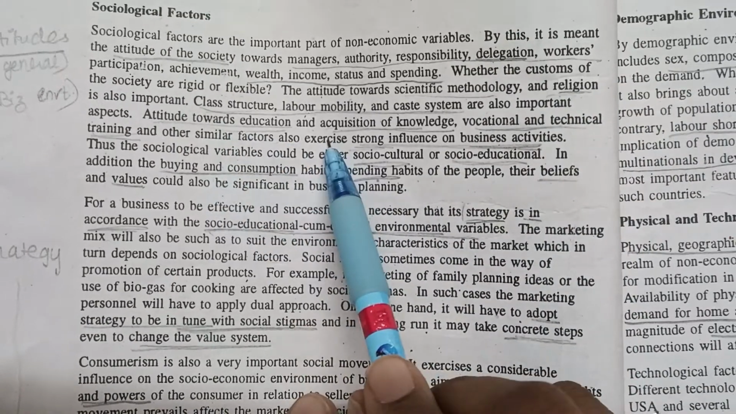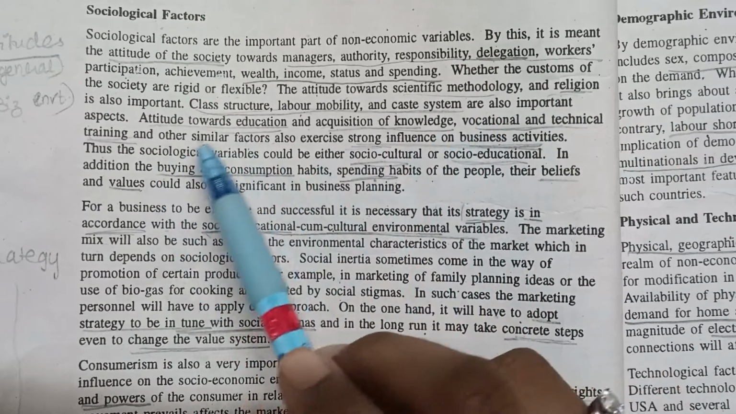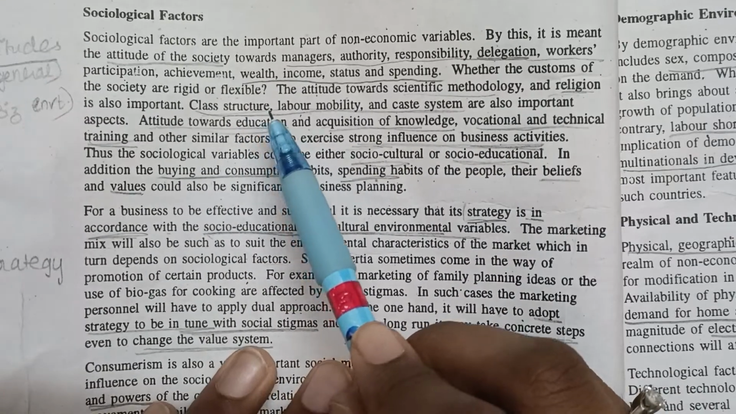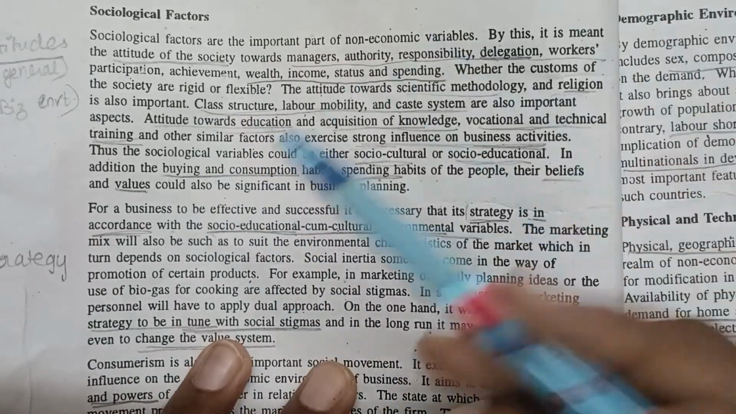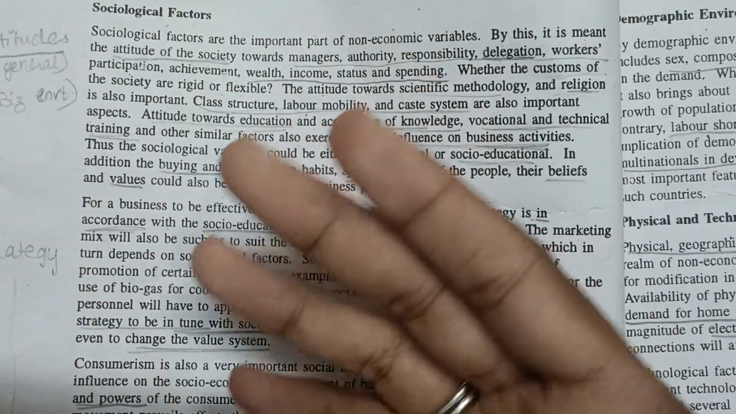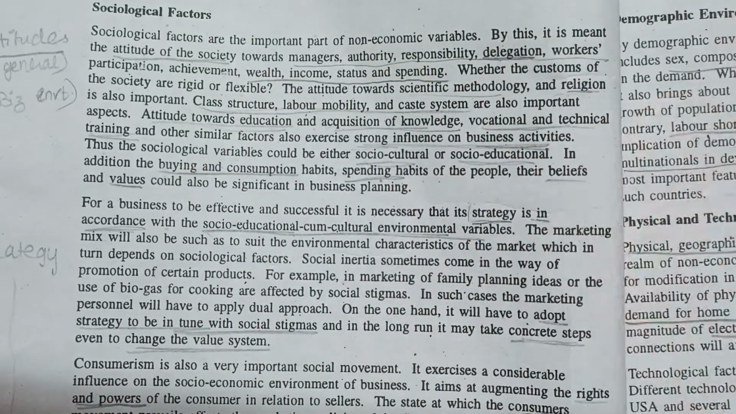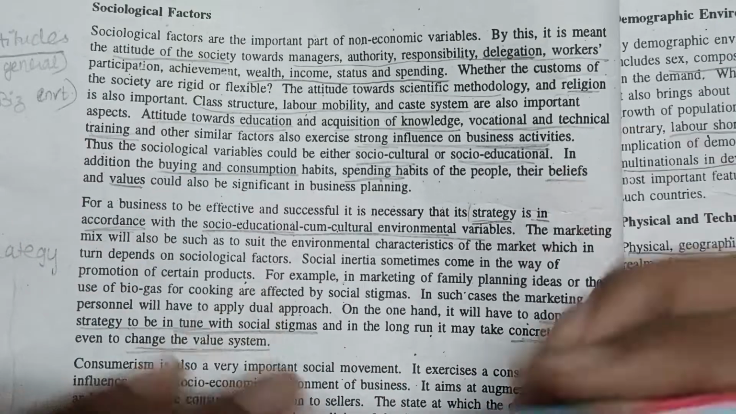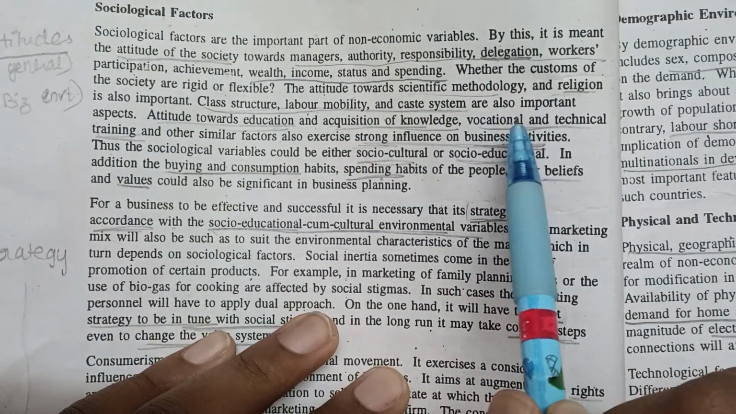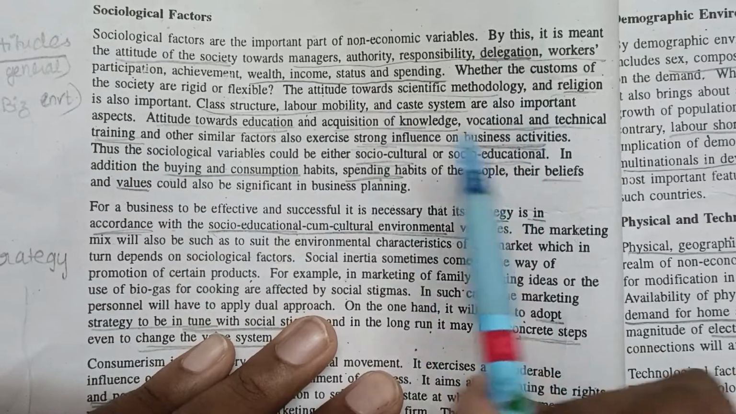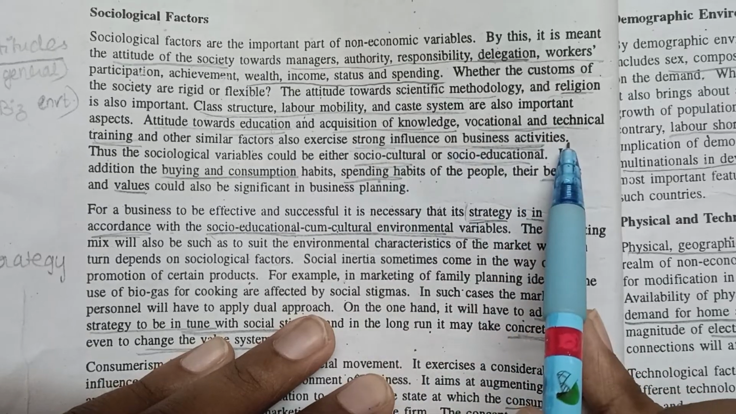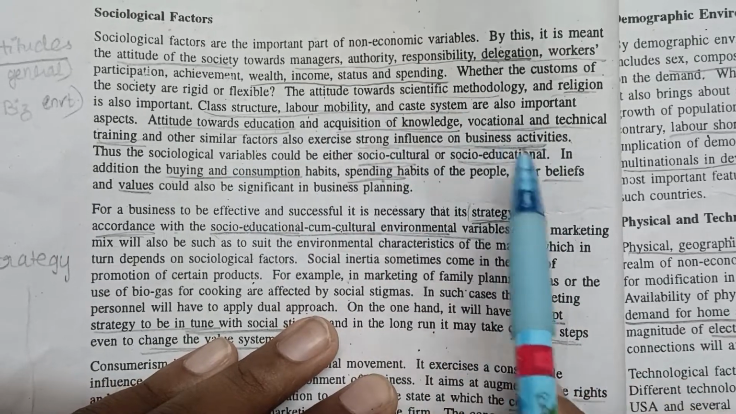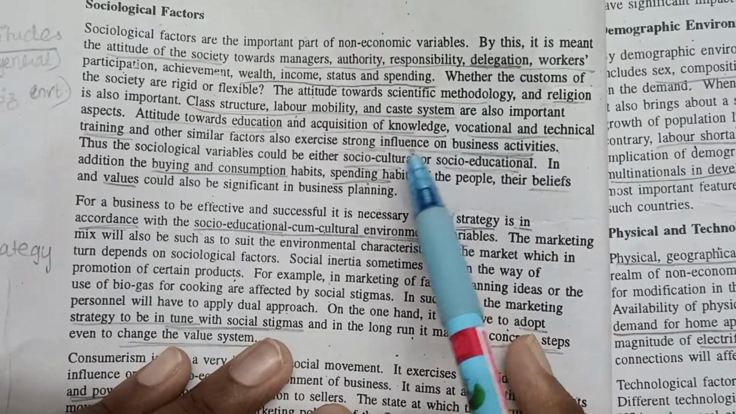All right, attitude towards education, acquisition of knowledge. Attitude towards education is just like, if in a family they think that the girl child has to have education, then there will be more females who get employment, and in turn the economy can be growing better because females are also in the working population. Okay, acquisition of knowledge, vocational and technical training, that is skills, getting skill training, and other similar factors also exercise a strong influence on business activities. These could be socio-cultural or socio-educational. Like we said, these are also a combination.